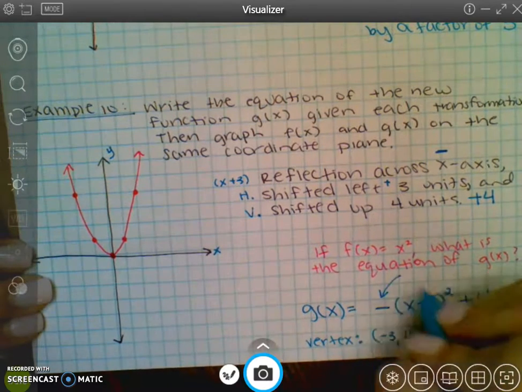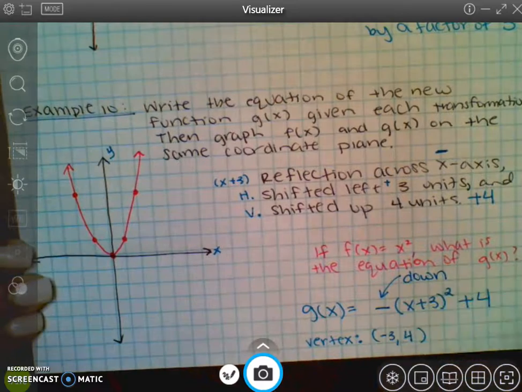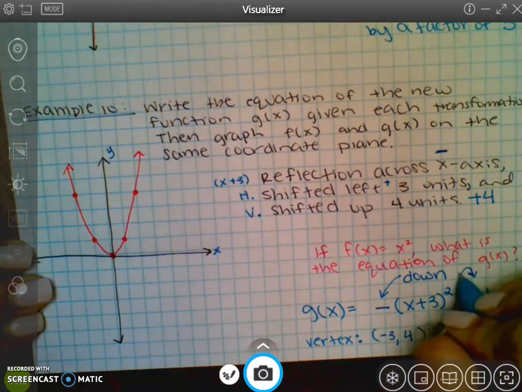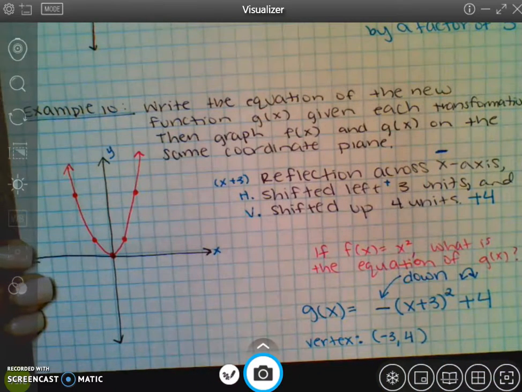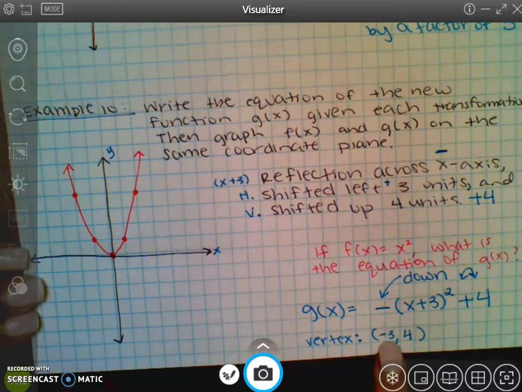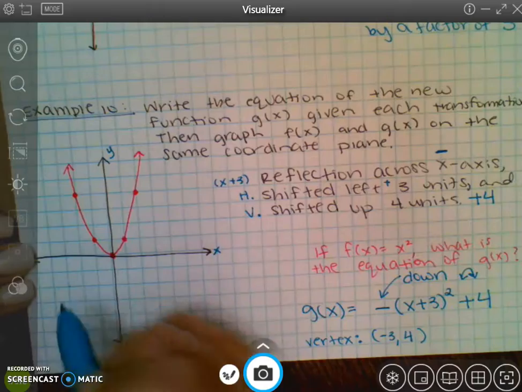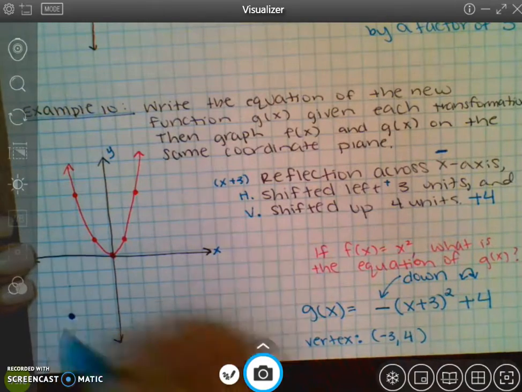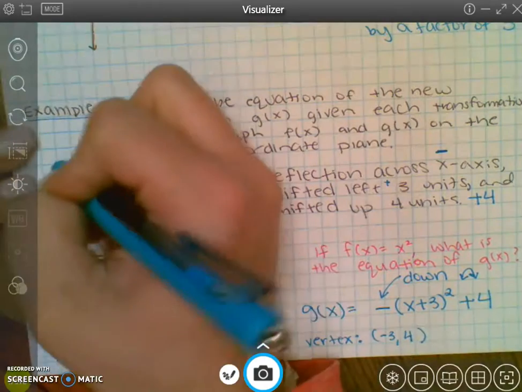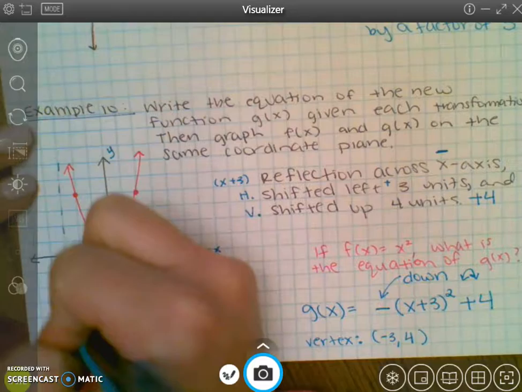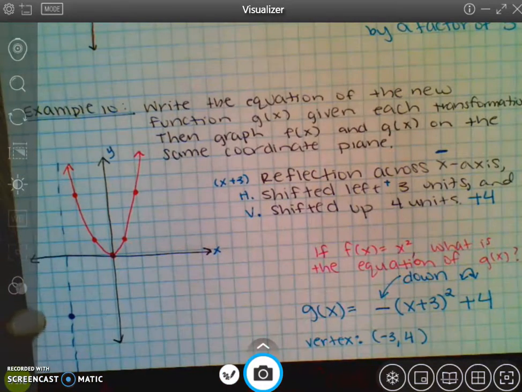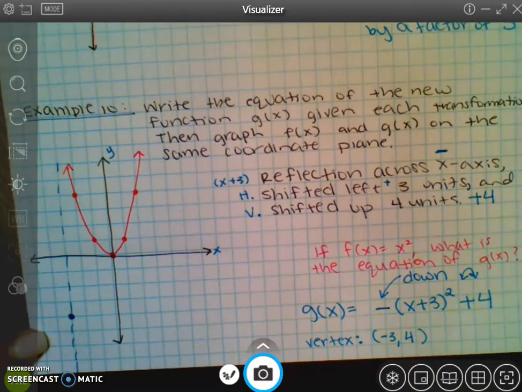Okay, remember this means it's facing down. It should look like that. It should be a frowny face. So the first thing I'm going to do is I'm going to plot my vertex, -3, 4. 1, 2, 3, 1, 2, 3, 4. Okay, and I'm also going to draw my axis of symmetry because when I do this, it should be the same on both sides.